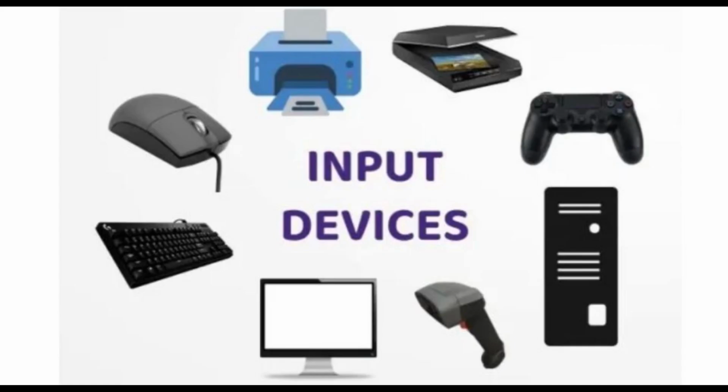First, input is provided using input devices. Then, the computer processes the data using its central processing unit, CPU. Finally, the result is shown through output devices like monitors or printers. Input devices are the first and most important step in this cycle.